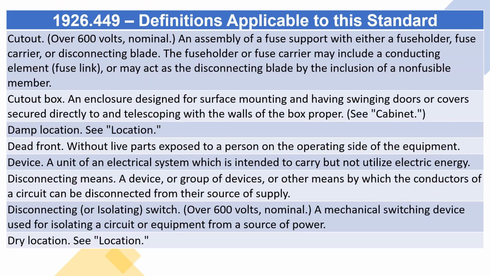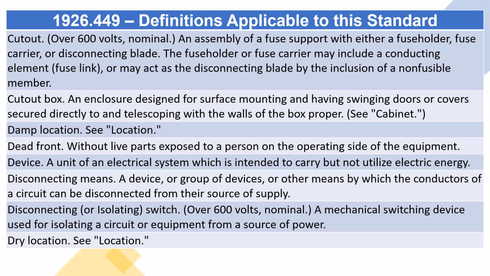Cutout. Over 600 volts, nominal. An assembly of a fuse support with either a fuse holder, fuse carrier, or disconnecting blade. The fuse holder or fuse carrier may include a conducting element, fuse link, or may act as the disconnecting blade by the inclusion of a non-fusible member. Cutout box. An enclosure designed for surface mounting and having swinging doors or covers secured directly to and telescoping with the walls of the box proper. See cabinet. Damp location. See location.